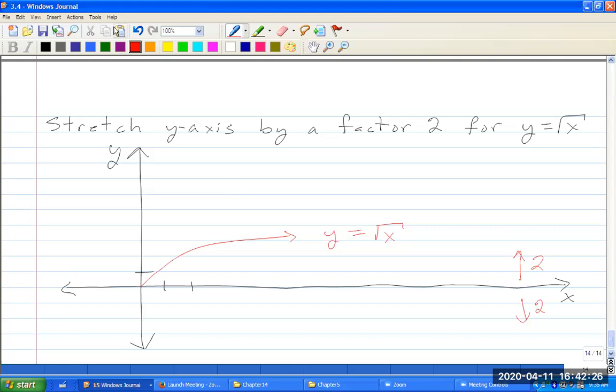Okay, so let's do green. So now it should.